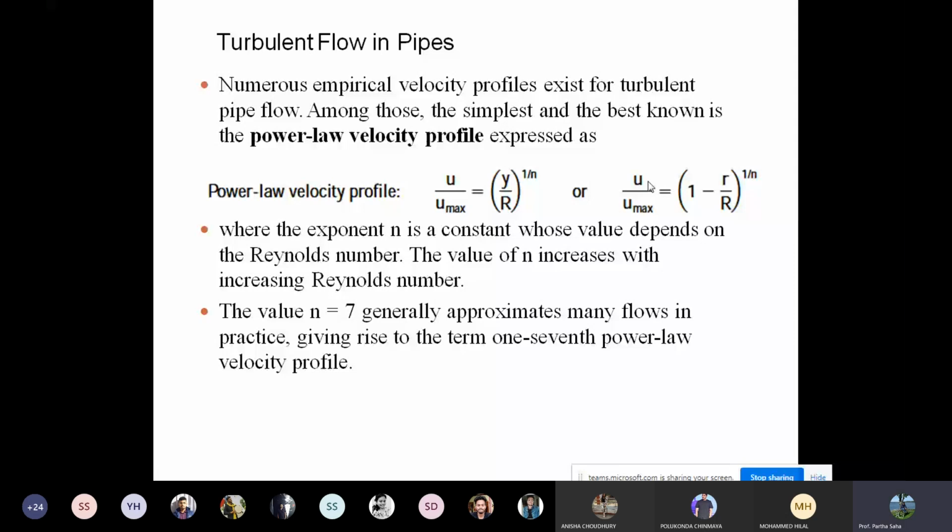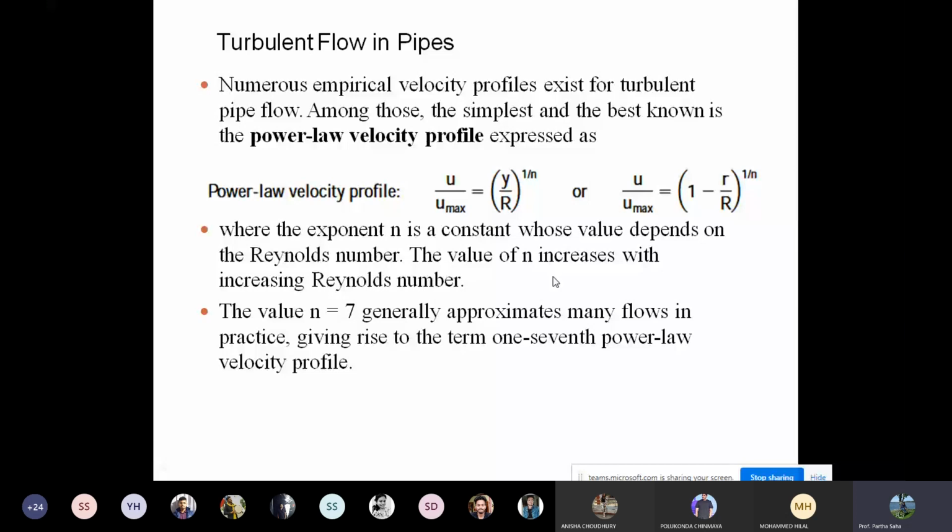So this is the expression: u by u max equals 1 minus r by R to the power 1 by n. Now what is n here? The exponent n is a constant, and its value depends on the Reynolds number. The value of n increases with increasing Reynolds number.